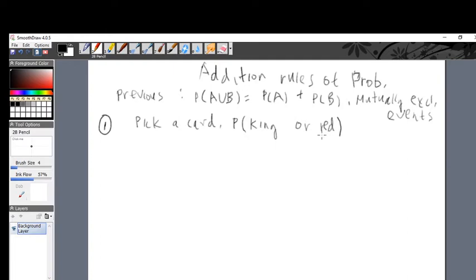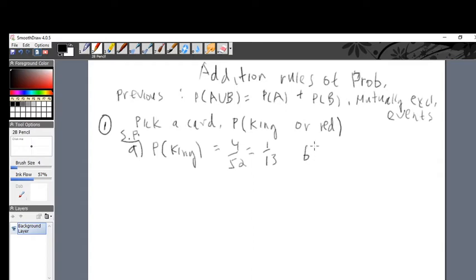Okay, now be very careful. Let's first figure out what the probability of picking a king is. Let's call this scrap paper, so to speak. What's the probability of picking a king? There are 4 kings in the deck out of 52, so it's 1 out of 13. There's only 4 kings in a deck: the king of hearts, the king of diamonds, the king of spades, the king of clubs.